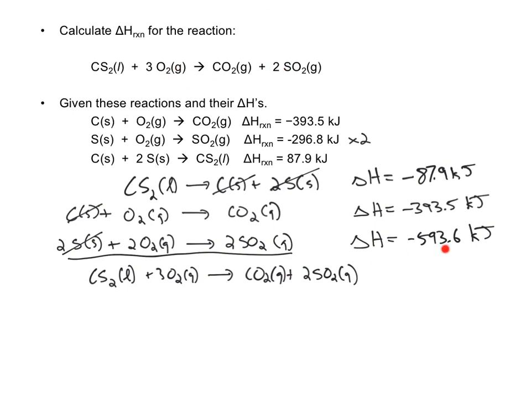And so now I just need to add the delta H's. So negative 87.9 minus 393.5 minus 593.6, and my new delta H is negative 1075, and all of these have 1 decimal place, and so my final answer should have 1 decimal place because I'm adding, so that should be negative 1075.0 kilojoules.